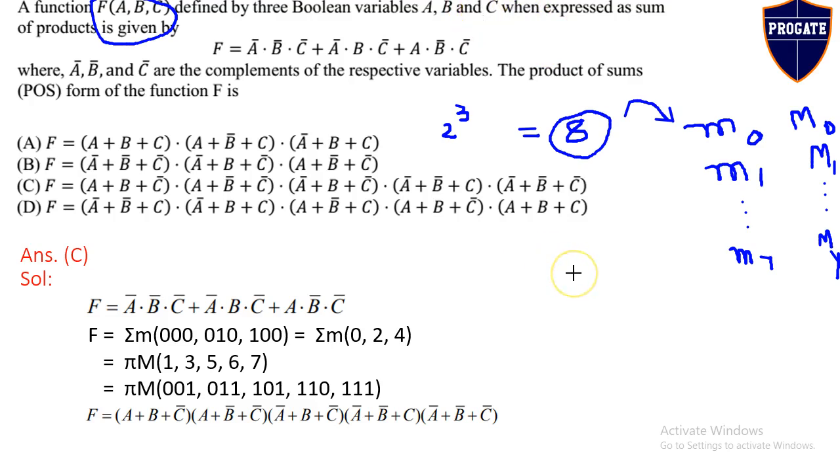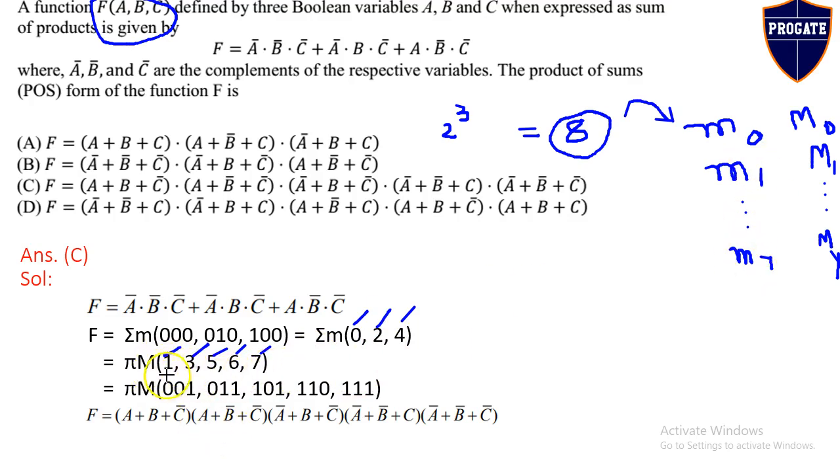Now here, as f is a function of 3 variables, sigma m contains only 0, 2 and 4. So out of 0, 1, 2, 3, 4, 5, 6, 7, you write the missing ones here. These are the missing ones out of 0 to 7. So in 0 to 4, if you remove from 0 to 7, you have 1, 3, 5, 6, 7.